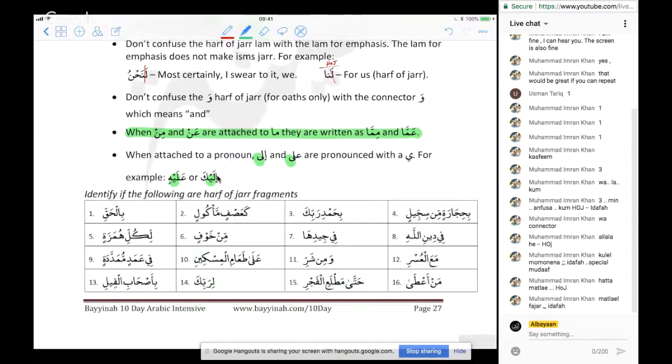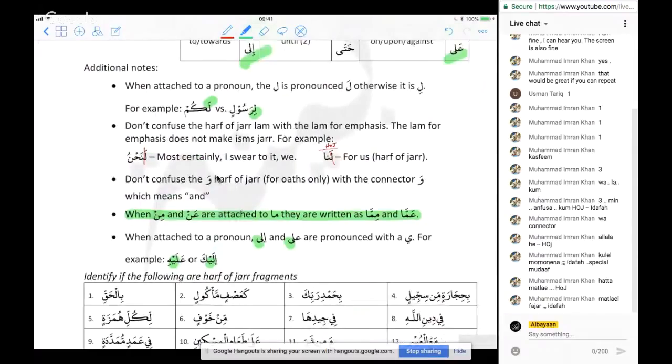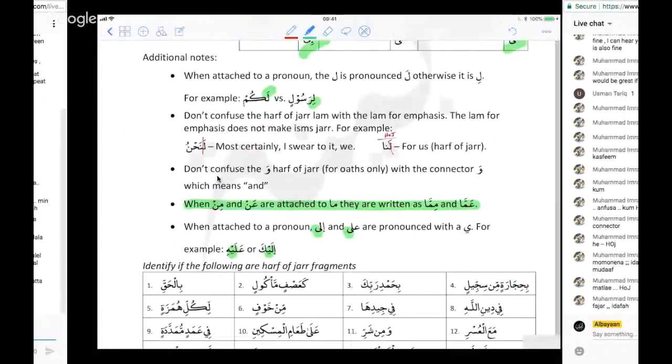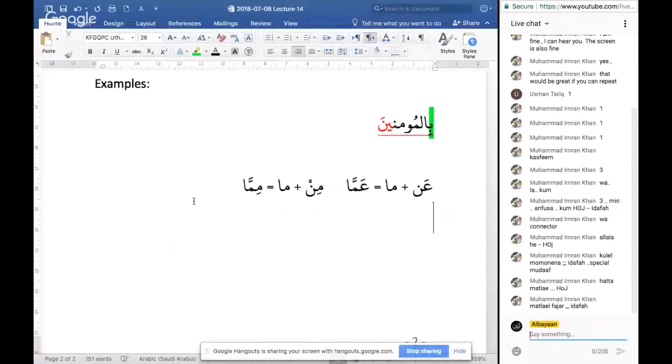I'll put it down in your notes here. There's another thing I need to tell you. When you look at the kaf, the harf of jar, keep a few things in mind. Don't get confused when you see something like rabbuka, for example. In this case, you are looking at a kaf.